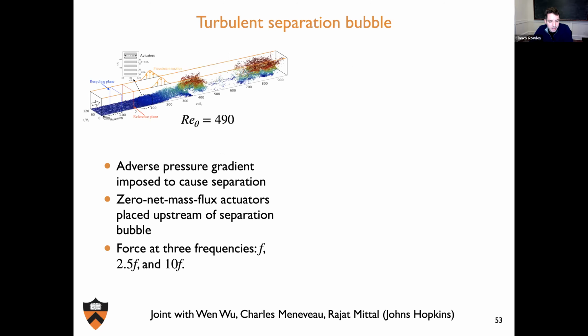Okay, so finally, let's apply this to this turbulent separation bubble. I described this earlier. There's an adverse pressure gradient that causes the separation. And in these numerical experiments that Wen Wu did, they were forcing at 3 frequencies: the fundamental frequency of this vortex shedding bubble, and then 2.5 times that and 10 times that.